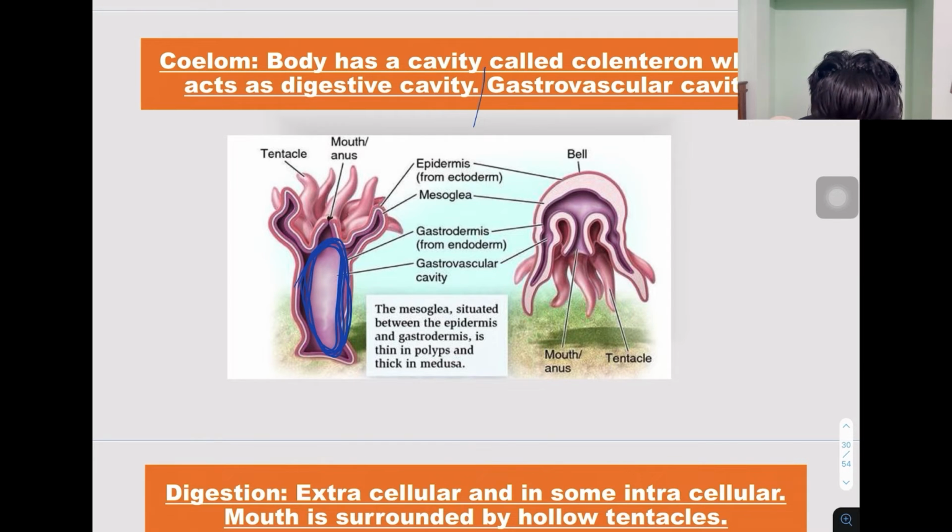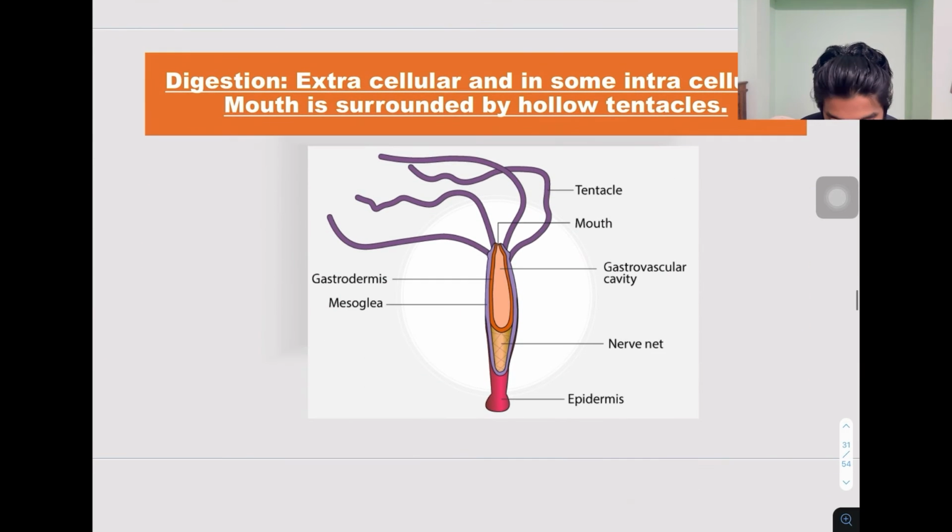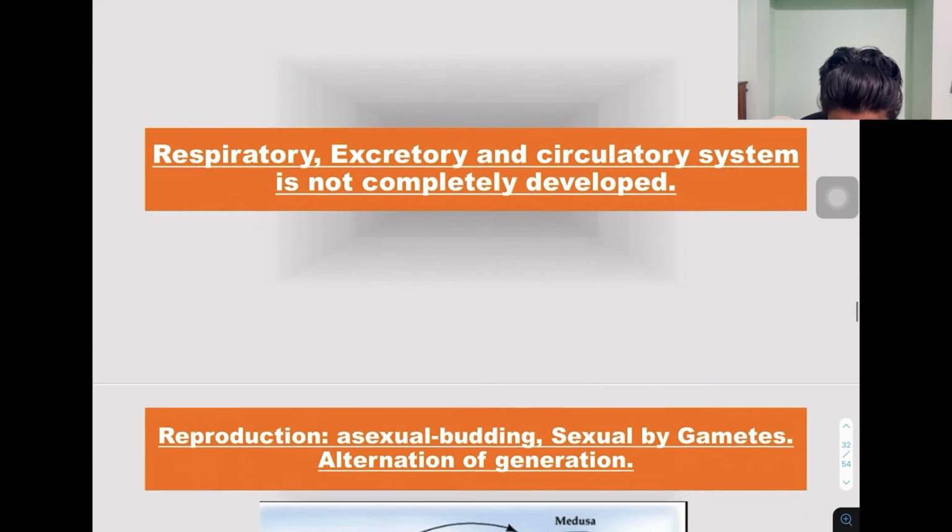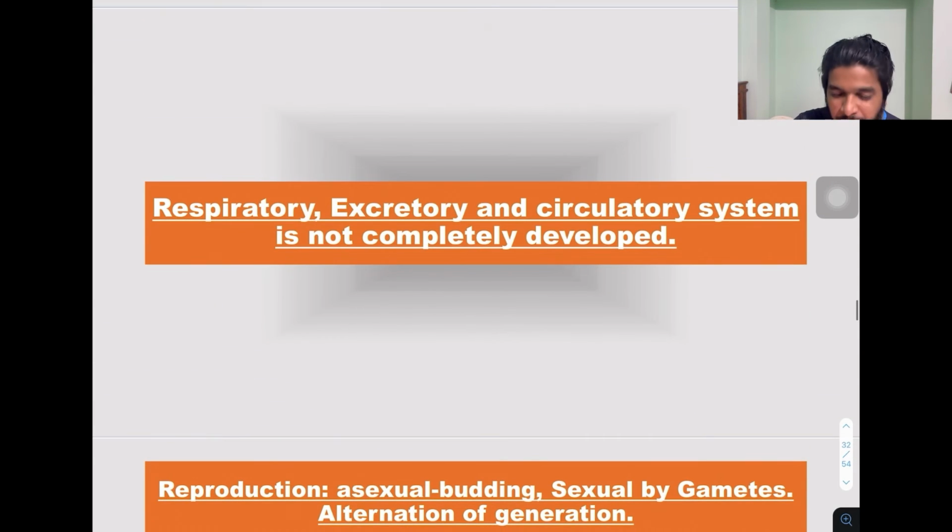Then next is digestion. It is extracellular, and in some intracellular. In some coelenterates there is extracellular, in some there is intracellular digestion. The digestive system is incomplete. The mouth is surrounded by a number of hollow tentacles, and both ingestion, the taking in of food, and excretion take place from the common opening. Hence, the digestive system is not very well developed. Next, respiratory, excretory and circulatory systems are not completely developed, they are yet to develop.